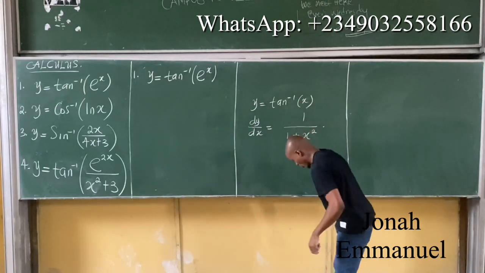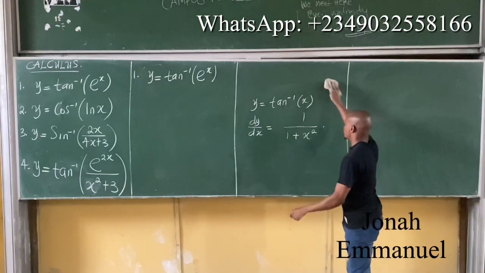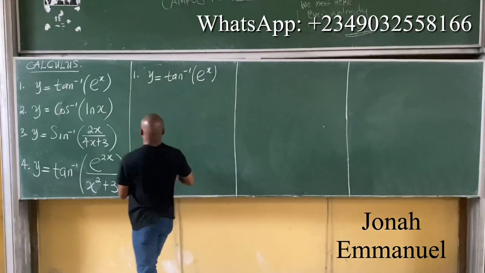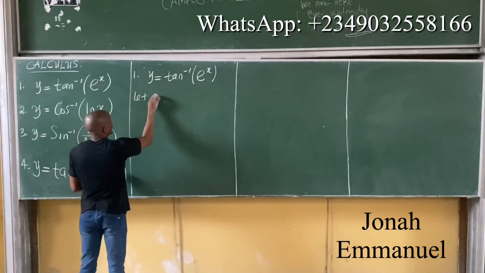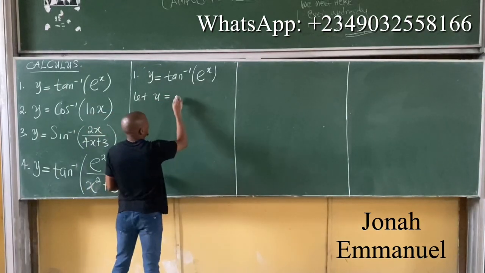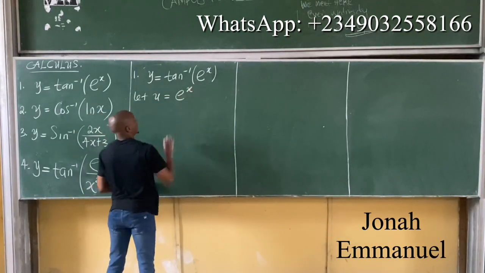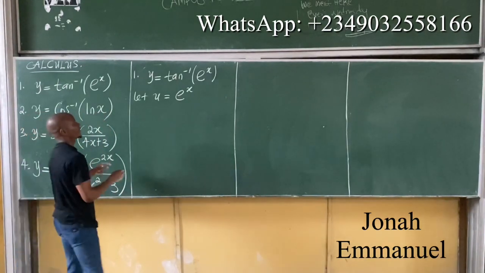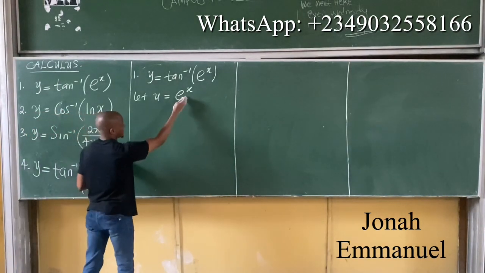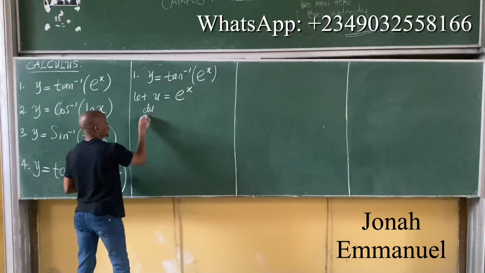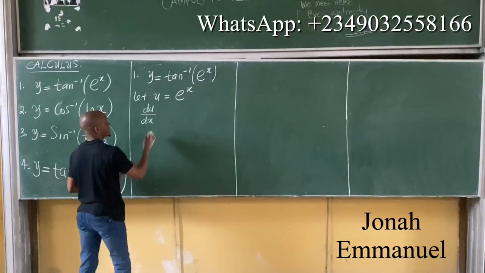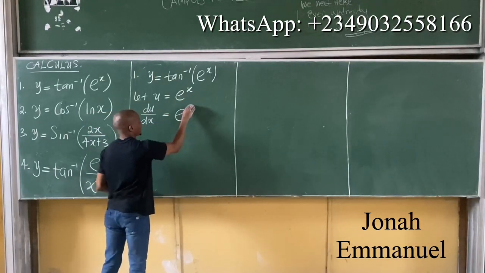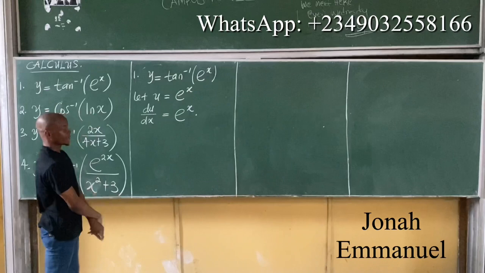So in this case, I will always say, let u represent the term in brackets. How do you solve this? It's as easy as this. Let u be equal to what I have in my bracket, exponential x. So it becomes a chain rule question. I'm differentiating u with respect to x. It gives you du/dx. If I differentiate exponential x, you get exponential x.